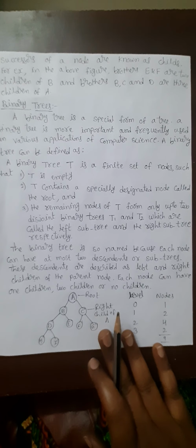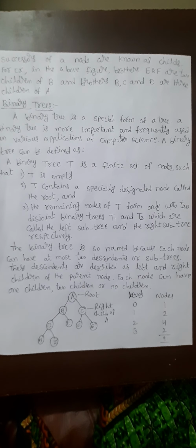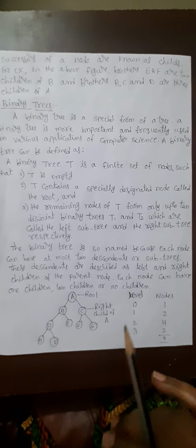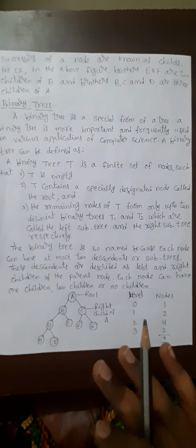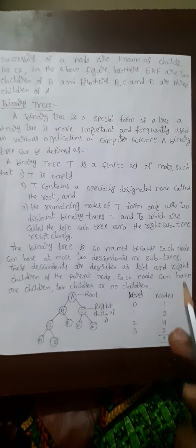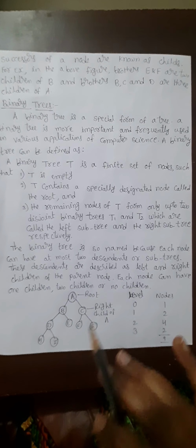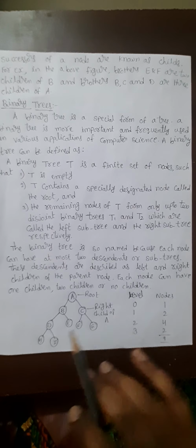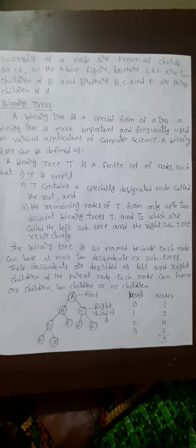Why is the binary tree named a binary tree? Here each node has at most two descendants, or else it may have two subtrees. These descendants are described as the left and right children of the parent node, and each node can have only one child, or it may have two children, or else it may have no children.